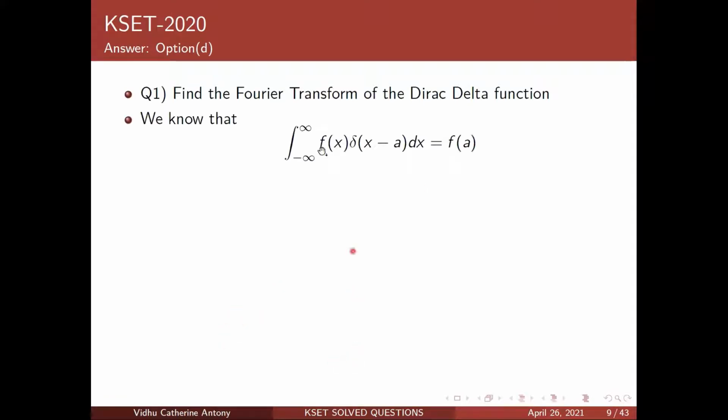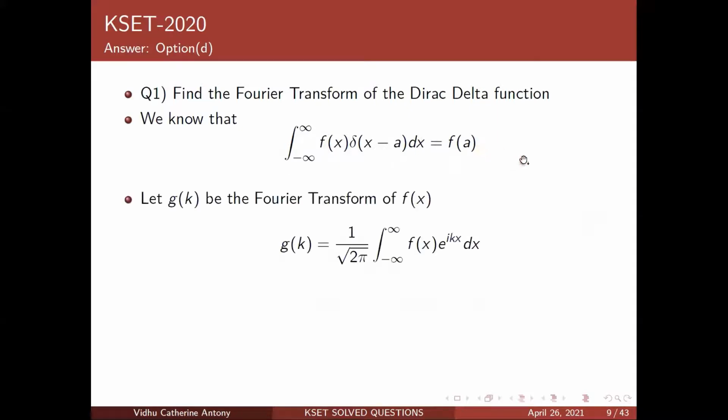Okay, we know that the integral from negative infinity to infinity of f of x delta of x minus a dx is equal to f of a. Okay, that's something that you had to commit to memory. And then the second thing, the definition of the Fourier transform, g of k is equal to 1 divided by root of 2 pi integral from negative infinity to infinity f of x e to the power of ikx dx.